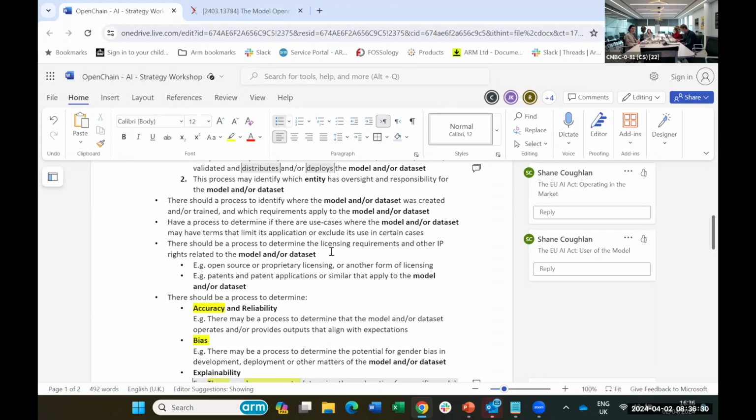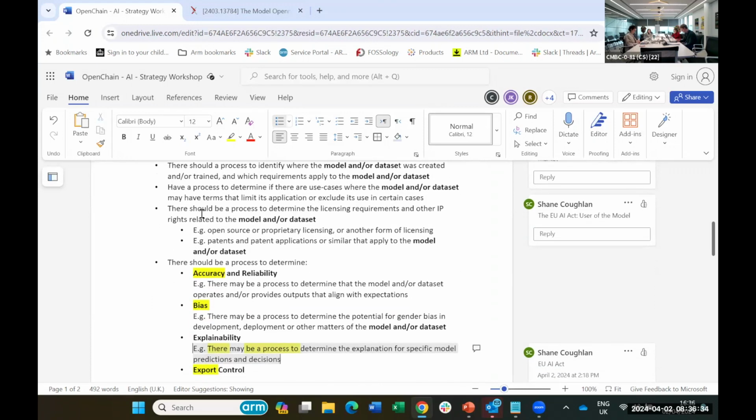Then moving on to one of our favorites around licensing and other IP-related issues to the model set. So is there a process to determine license requirements? We're not stating what they are, but have you got a good process in place? And maybe we want to flesh that out based on what 5230 can highlight. Have we looked at the open source or proprietary licensing or the type of licensing? Have we thought about IP-related rights to patent applications, trademarks, a whole host of other things we can define in IP rights? But if we are sharing these AI models or data sets, we want to build trust, we want to ensure that we have good licensing requirements or IP rights have been reviewed.